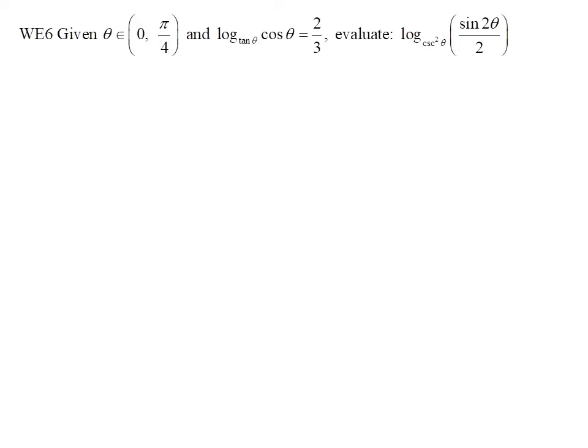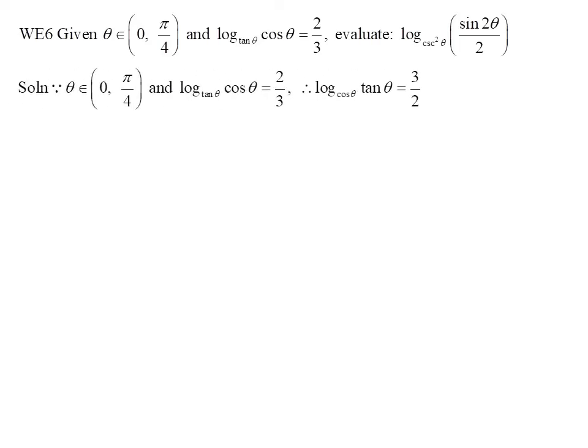Example 6 is to evaluate a composite function, logarithm base cosecant squared theta of the ratio sin 2 theta to 2, given that logarithm base tangent theta of cosine theta equals 2 over 3 and theta is between 0 and pi over 2. Since theta is between 0 and pi over 2 and logarithm base tangent theta of cosine theta equals 2 over 3, logarithm base cosine theta of tangent theta equals 3 over 2.